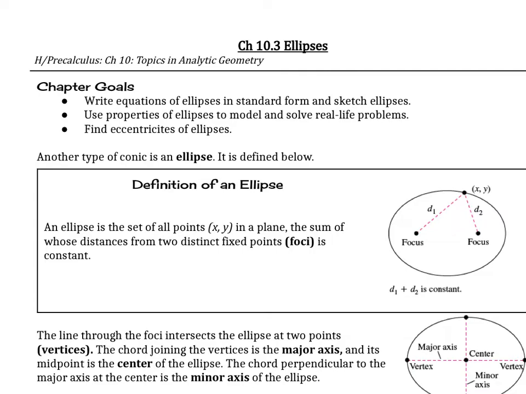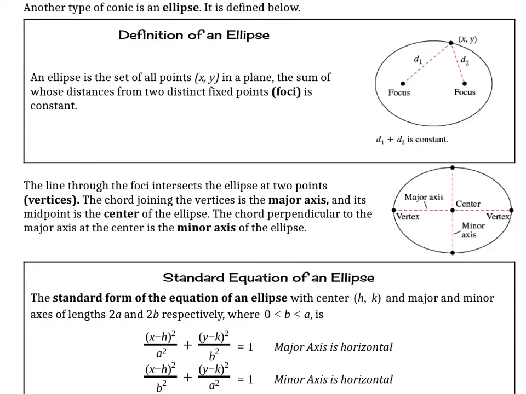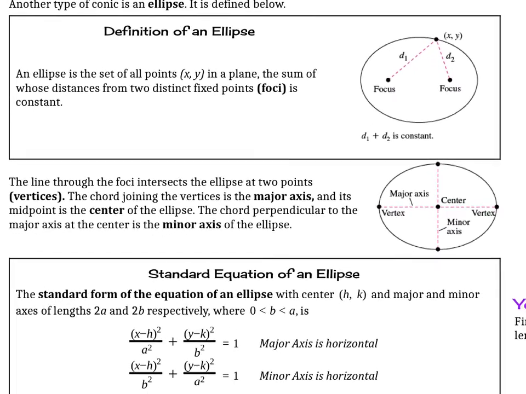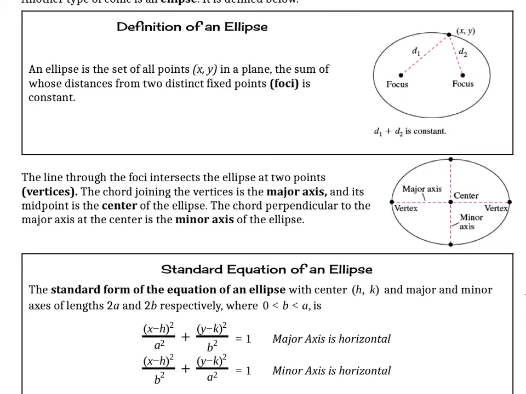The line through the foci intersects the ellipse at 2 points, which are the vertices. The chord joining the vertices is the major axis, and its midpoint is the center of the ellipse. The chord perpendicular to the major axis at the center is the minor axis of the ellipse. So notice that the vertices are here along the major axis. So when we have to find them, you'll know which ones to choose.